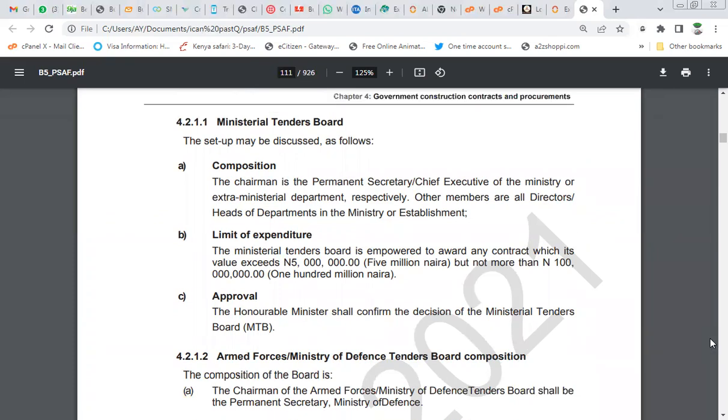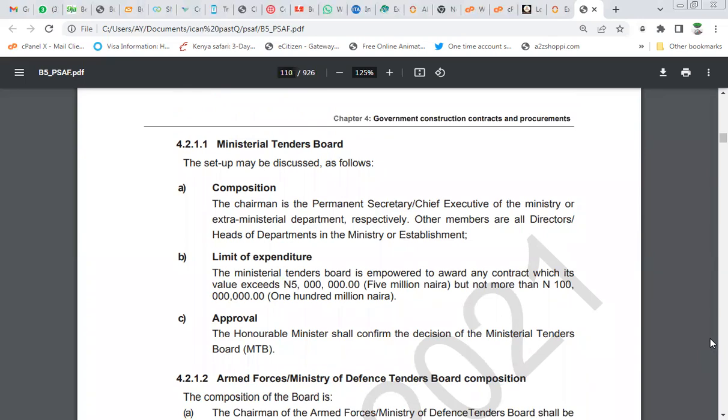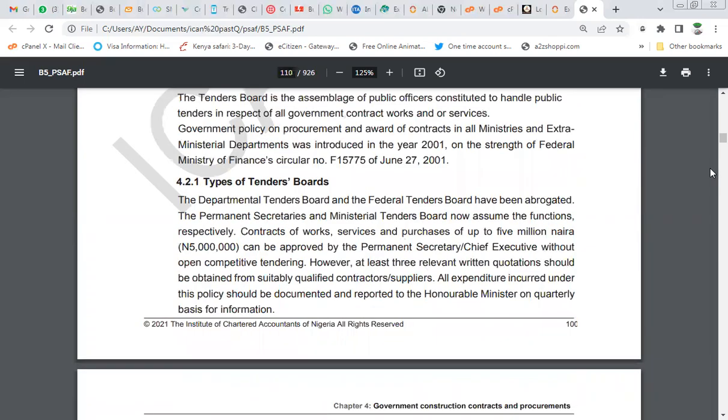But in the Board of Parastatals, they can only, that's the Permanent Secretary and Ministerial Tender Board, can only award contracts of not more than 5 million.